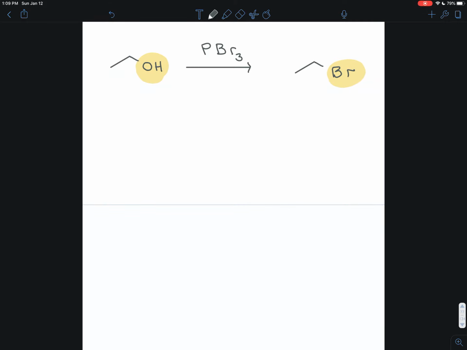Okay, so phosphorous tribromide looks like this. You'll see the concept is really similar to the SN1 reactions and the SN2 reactions. Our goal is to turn this bad leaving group into a good leaving group. We're trying to replace it or substitute it with the Br. So this needs to leave, the Br needs to come in. So we have to turn that bad leaving group into a good leaving group.